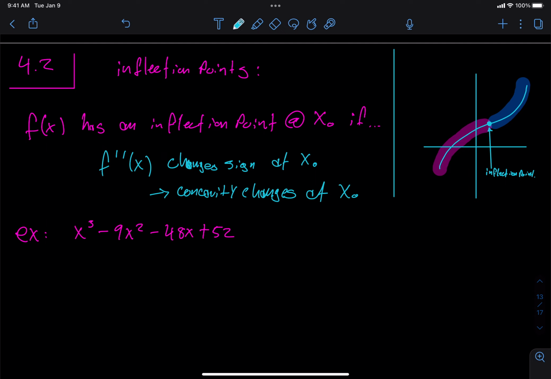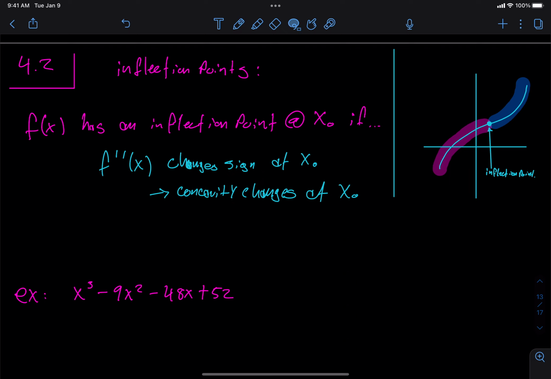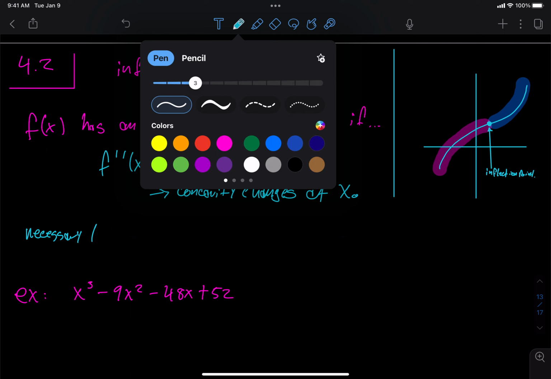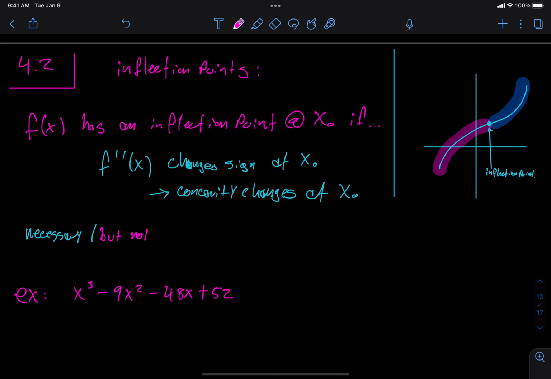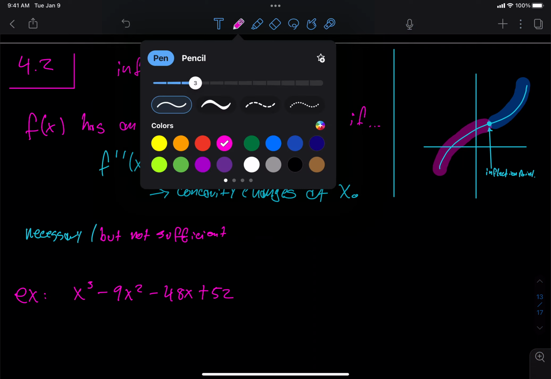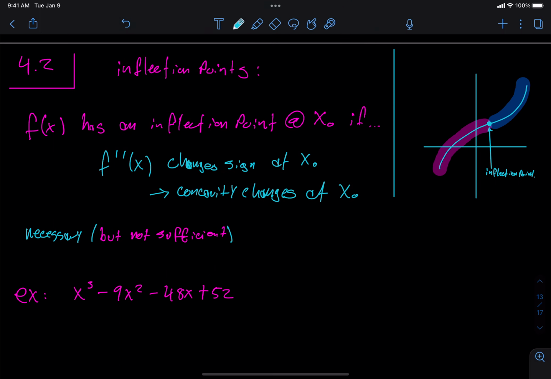In any case, we call them inflection points. It's where the concavity changes, and it's going to happen only at places, so a necessary and crucially but not sufficient condition is that the second derivative should be equal to 0. Okay? Second derivative has to be 0.